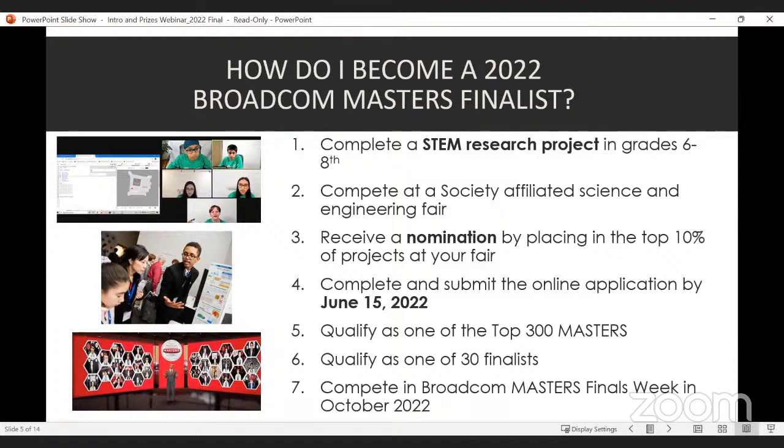The next big step is to complete and submit the online application by June 15th, 2022 at 8 p.m. Eastern Time. If you have not already opened an application, you can do so by going to broadcommasters.smapply.org. Once you've applied, you are in the running to become one of the top 300 masters. From those 300, the judges select 30 finalists to come to Washington, D.C. to compete in October.